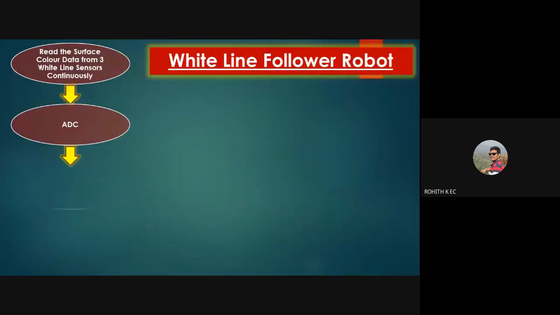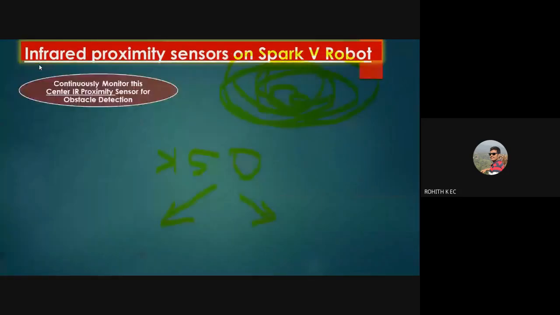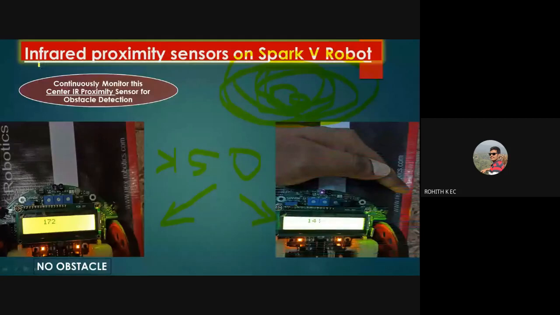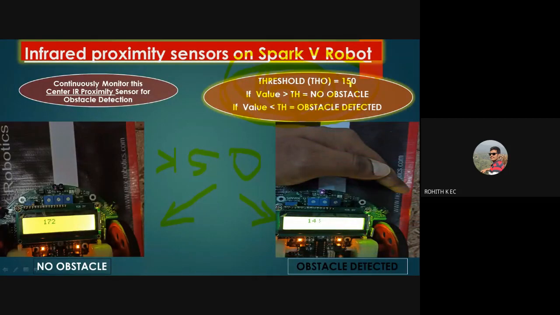Similarly, coming to the IR proximity sensor, for detecting obstacles we'll be considering threshold THO as 150. If the value received by this sensor is greater than 150, it means no obstacle. If the value received is less than THO, obstacle is detected.